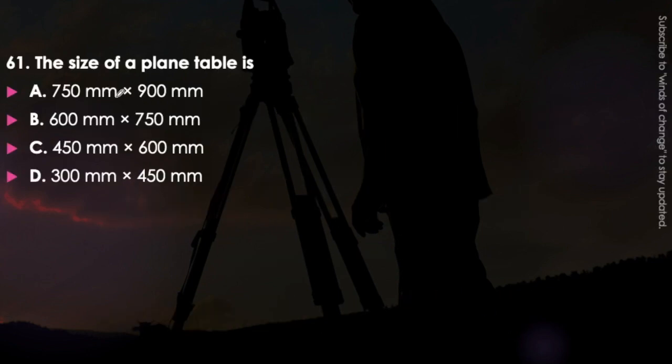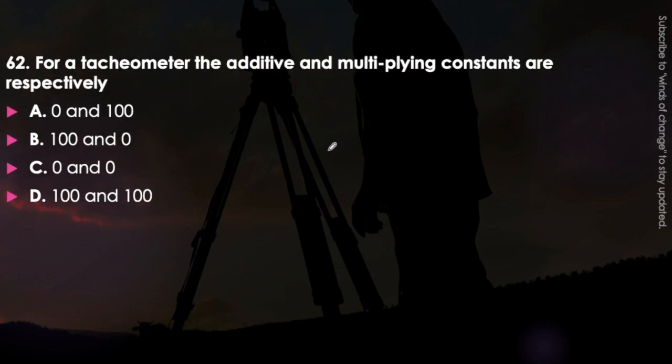The first question is, the size of the plane table is 750 mm by 900 mm, 600 mm by 750 mm, 450 mm by 600 mm or 300 mm by 450 mm. Just think about it, the size of the plane table that is used for plane table surveying purpose. What will be the size of it? The answer will be option B, that is 600 mm by 750 mm. This is the standard size of the plane table that is being used for plane table surveying. So memorize it.